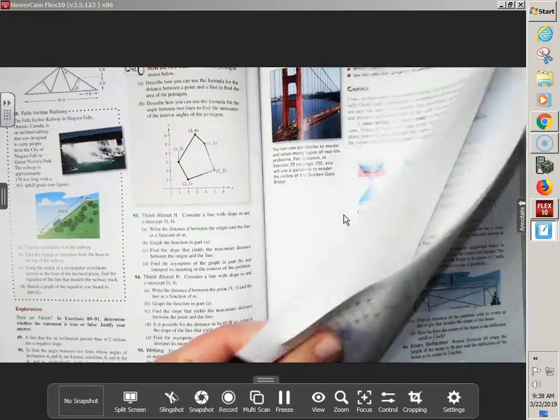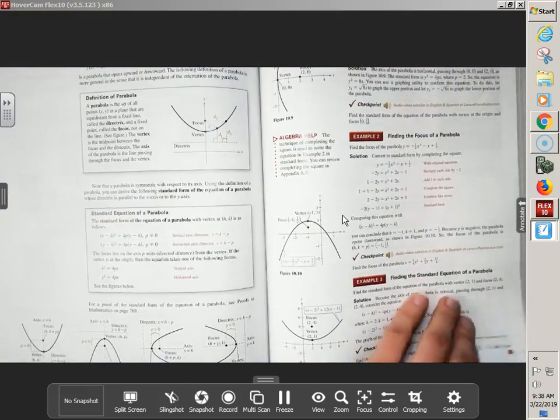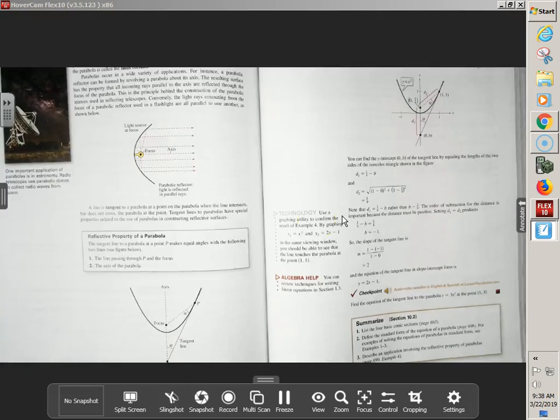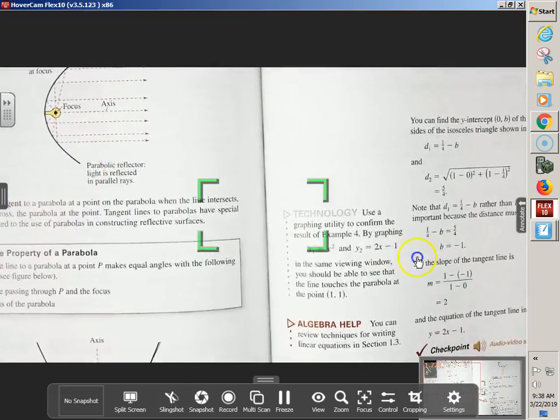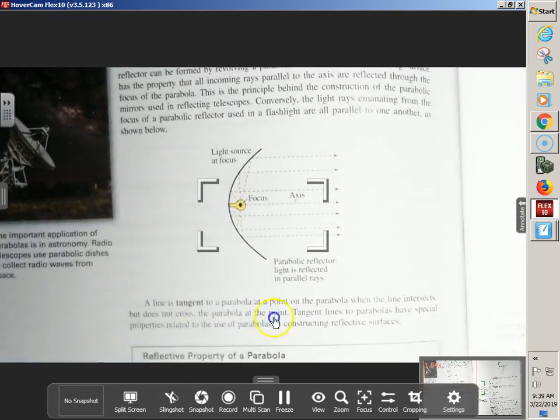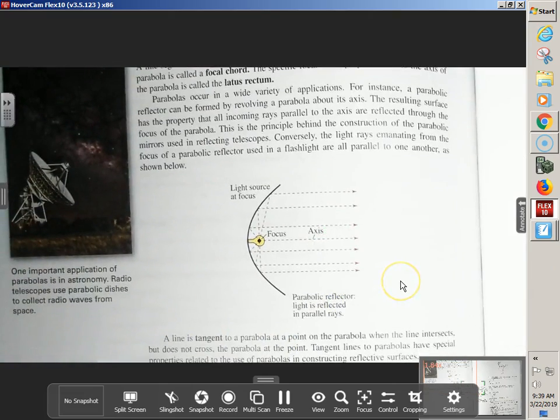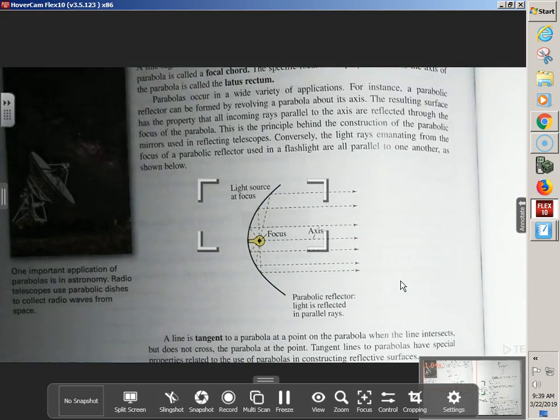Where is he? He's right over here somewhere. Not Despicable Me, the light bulb. Do you guys see a couple things on the page right now in your book? I want you to read this paragraph right here. One important application of parabolas is in astronomy. Radio telescopes use parabolic dishes to collect radio waves from space.